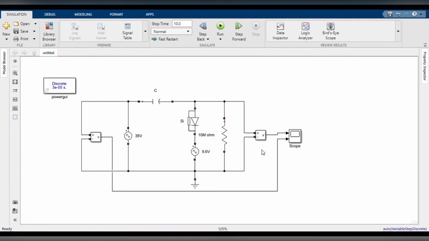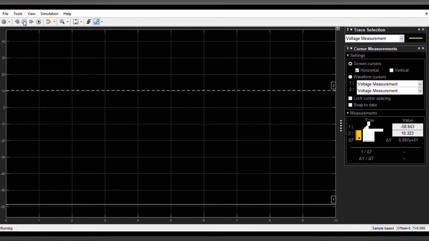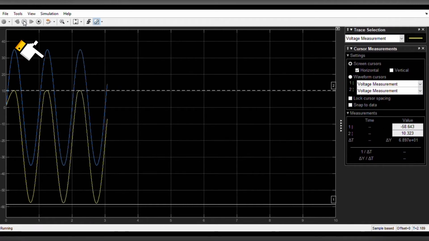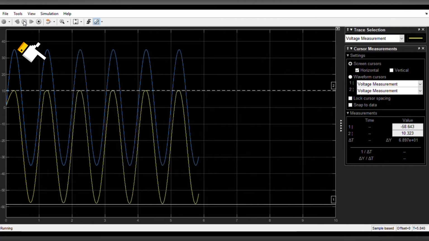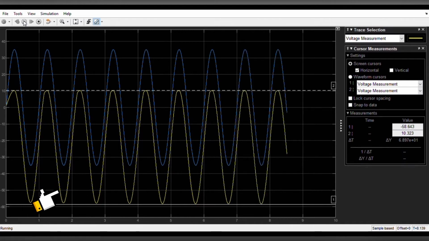We put voltage measurement at input and output terminal and connected directly to the scope to observe our output waveform. While running this circuit, we can see the output parameters on our right side. The blue waveform represents our input voltage, which is 35 volt. The yellow waveform represents our output voltage.